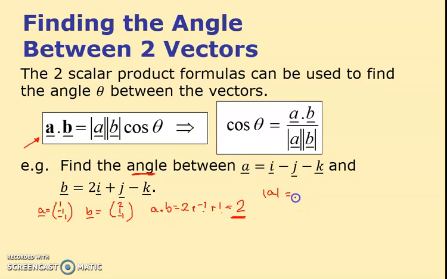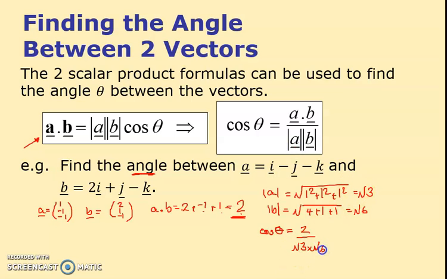Magnitude of A is the square root of 1 squared plus 1 squared plus 1 squared. Even I can do that in my head. It's root 3, and you might as well leave it as root 3. Magnitude of B is the square root of, we've got 2, 1, 1, so it's 4 plus 1 plus 1 when I square them. That's root 6. And therefore, this is the trick. You now write cos theta equals A dot B, which was 2, divided by magnitude of one times magnitude of the other, root 3 times root 6.